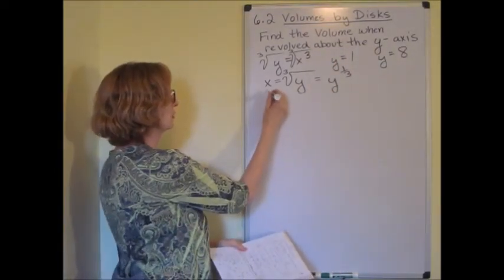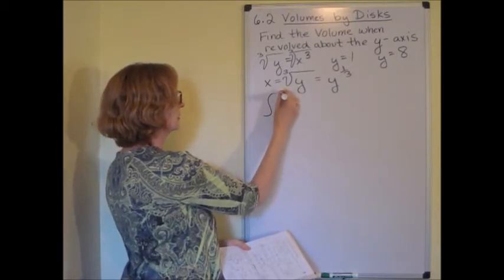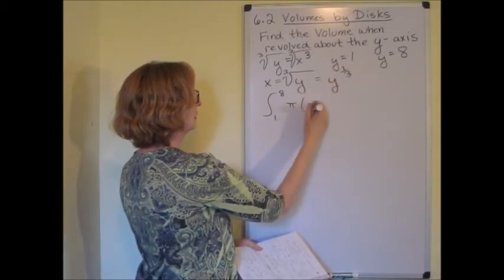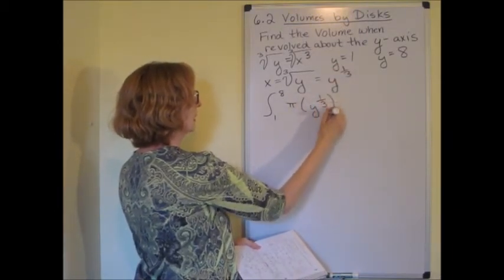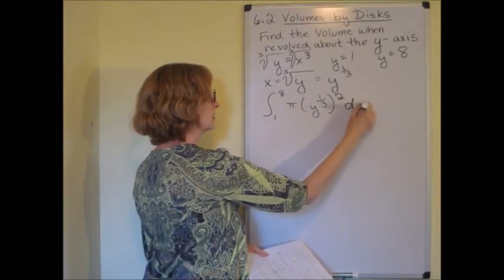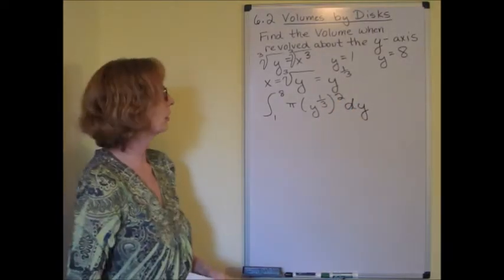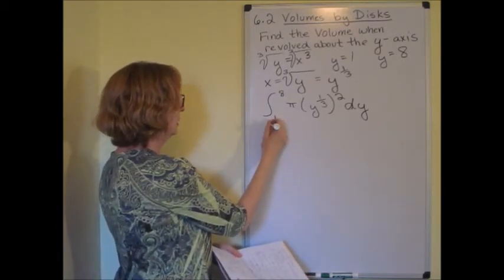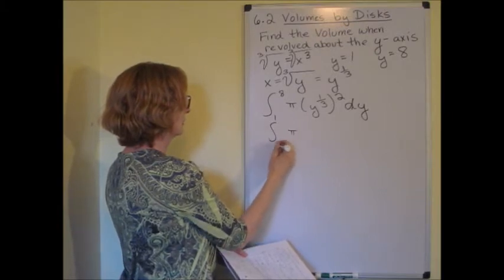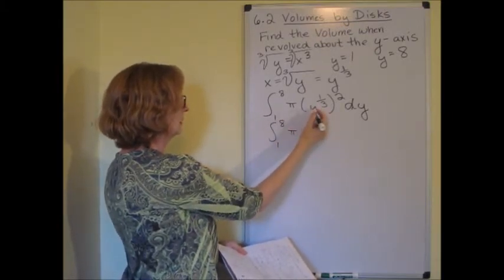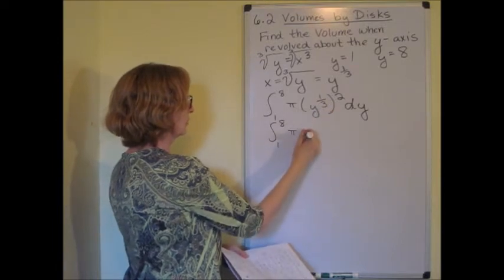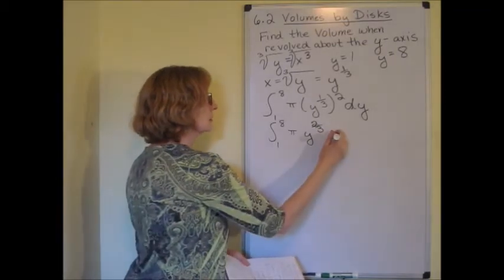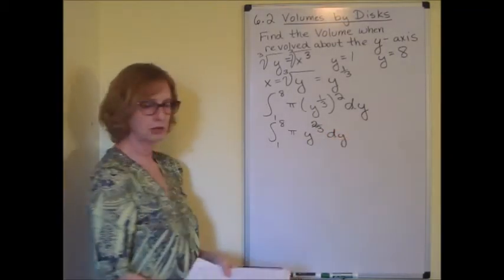So we're going to take the integral from 1 to 8, pi r squared. Our r is this time going to be y to the 1/3 power. We have to square that, and we're going around the y, so I'll write dy. I'm integrating with respect to y this time. This will give me pi. When I square y to the 1/3, I'm going to get y to the 2/3 power. And now I can take my integral.